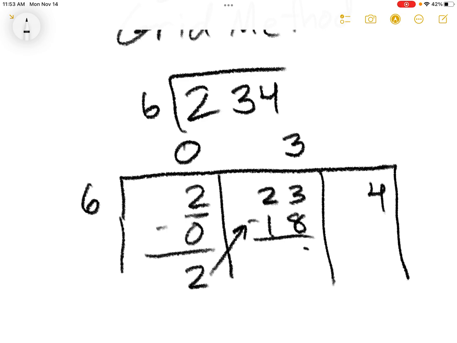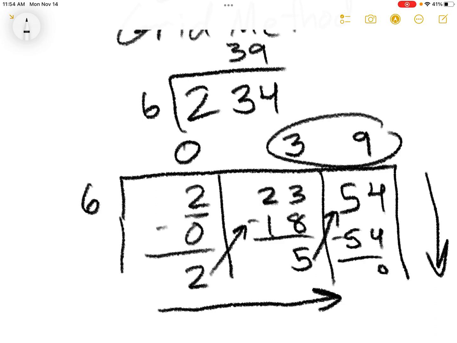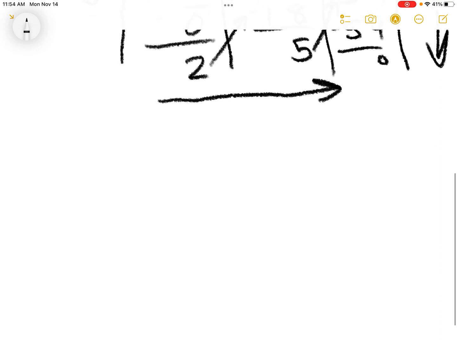I subtract, I have 5 left. I bring over that 5. And 6 times 9 gets me 54. So I have a nice remainder of 0. And there's my answer, 39. So it does do the same steps as our typical long division, but instead we're going this way instead of down. Okay, I'll do another example.